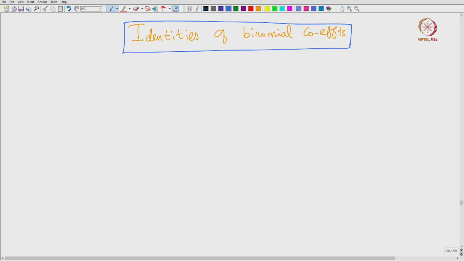Welcome back everyone. In this lecture we are going to see some identities involving binomial coefficients. So, let us start with recalling what the binomial coefficients are.